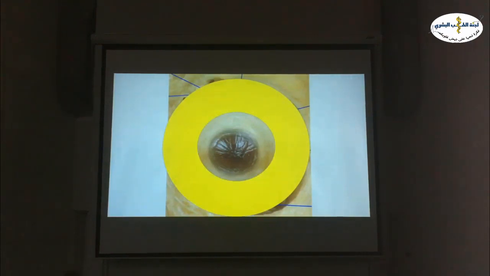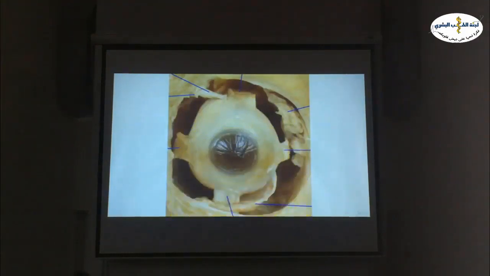This yellow area is the orbital septum. You know, the orbit is not open to the outside. There is an orbital septum, and the eye bulges through the middle of it. If we remove the orbital septum, we can see the muscles inserted into the eyeball.